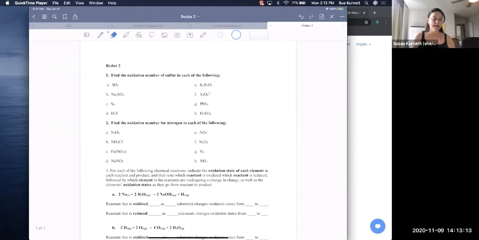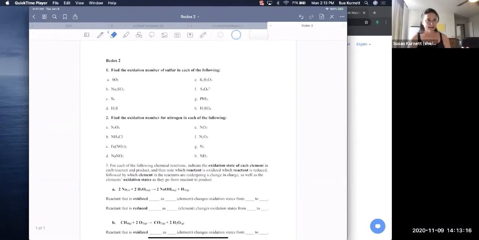This is just more practice. I think that you've already probably done these. So I'm just going to put some answers down and talk as I do it. And then if you have questions, we'll go back and look at them. For A, find the oxidation number for sulfur.